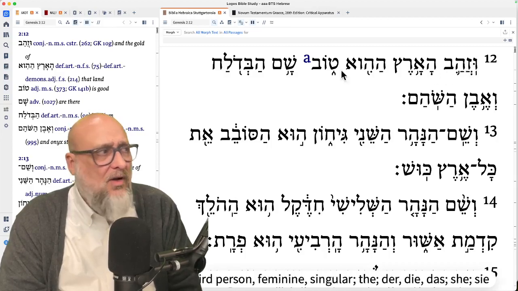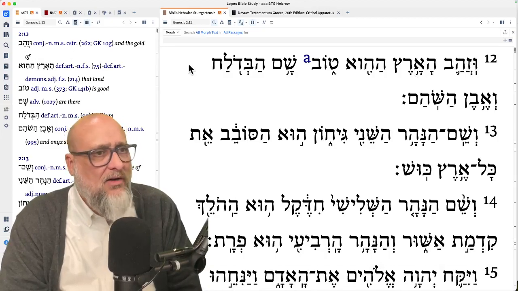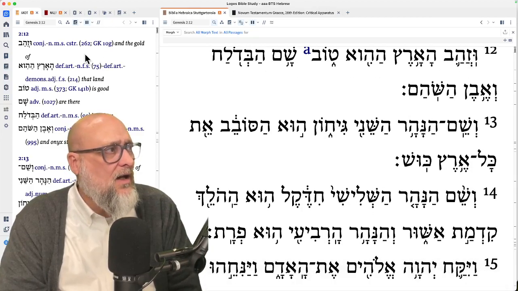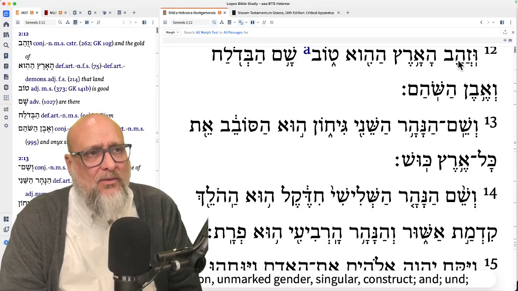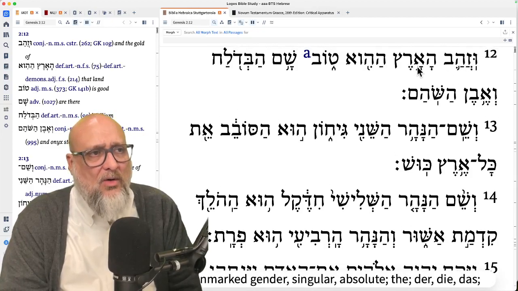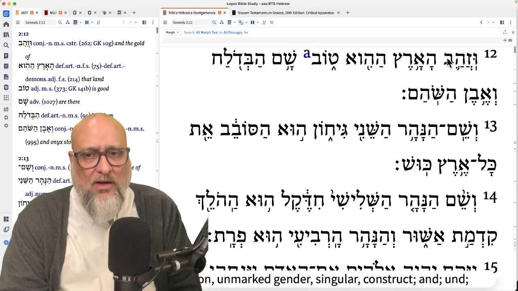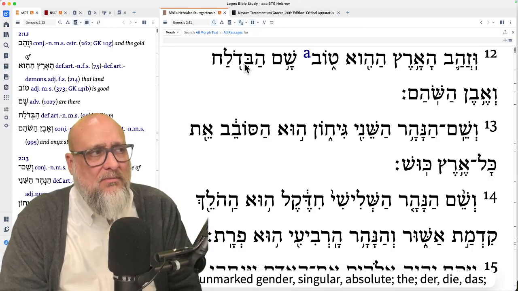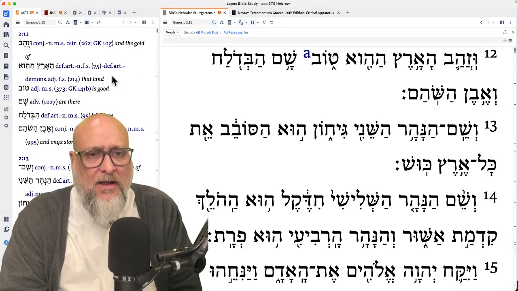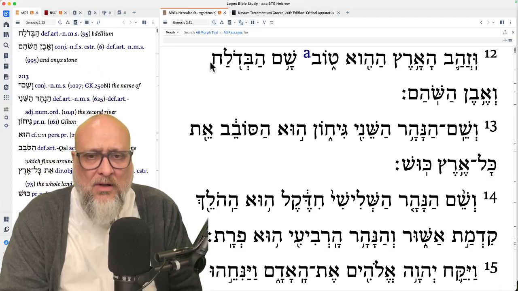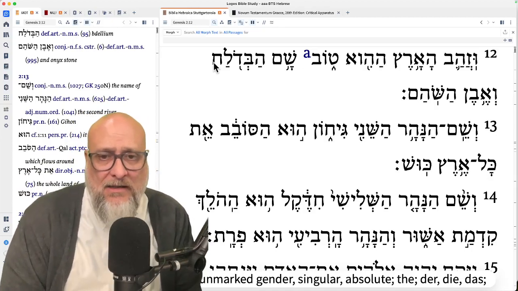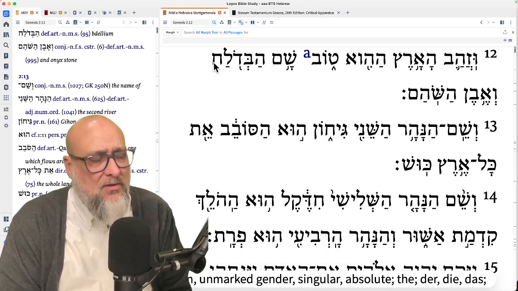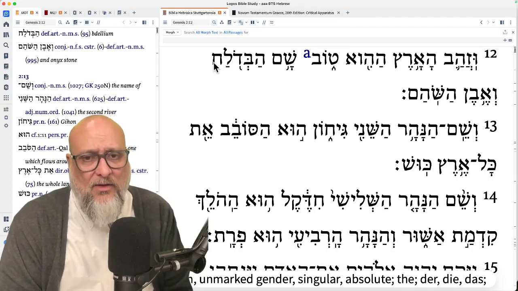So this gold, see, that's a construct, and you can see you've had a reduction in the vowel there. They don't give the lexical form, but the accents kind of help us. The gold of the land, that one, the gold of that land is good. There is bdolach there, and bdolach is bdellium. We don't really know what bdellium is. That root badal we've seen already several times in our readings in chapter 1 is the word separate.